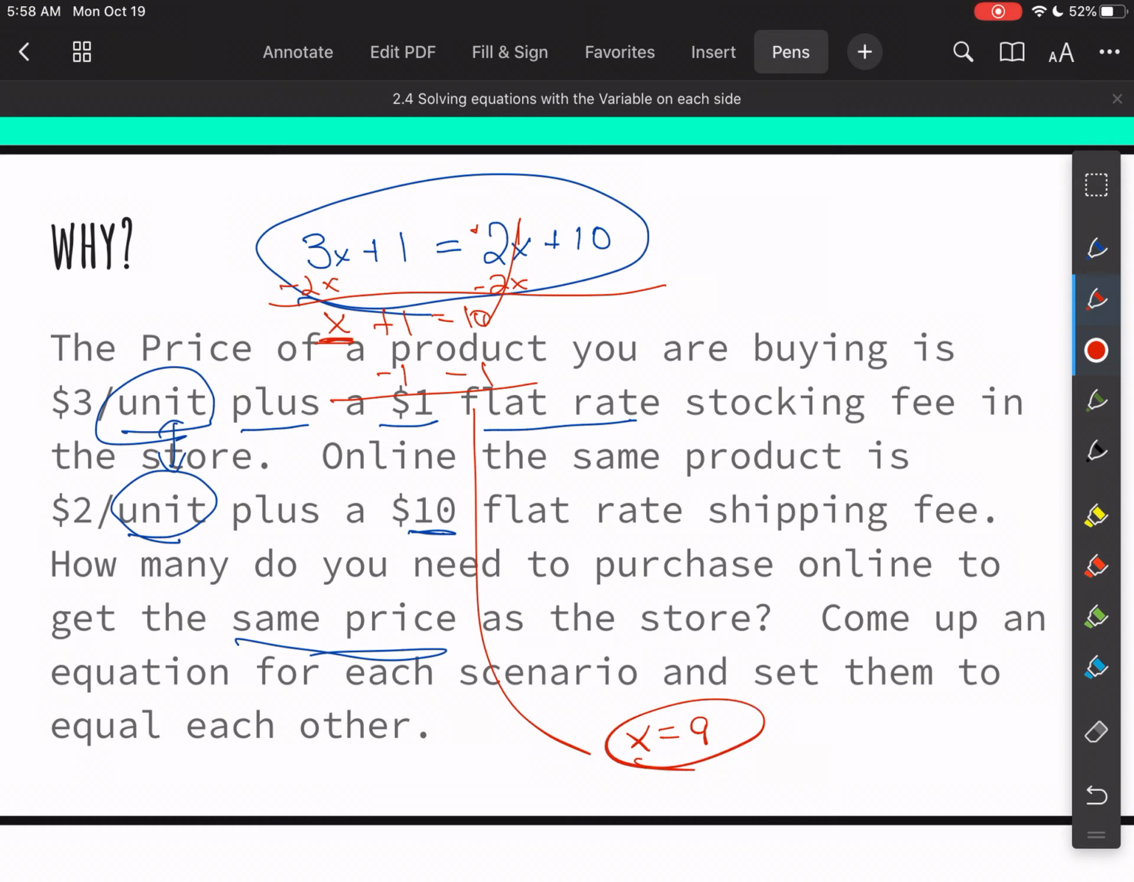So if we bought 9 units, it wouldn't matter if it was in the store or online, it would be the exact same price.